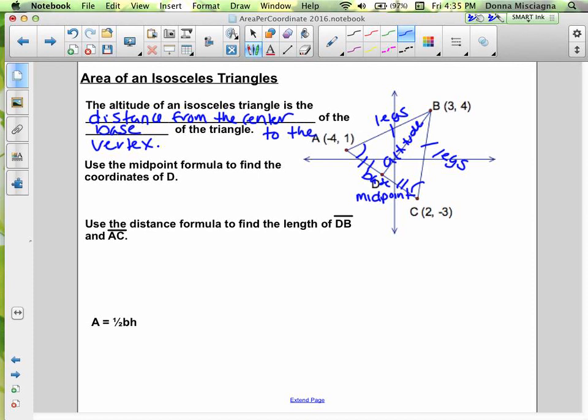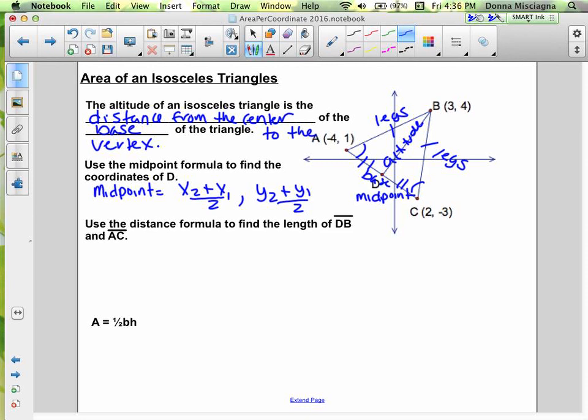So we're going to use the midpoint formula to find the coordinates of D. Right? So remember our midpoint formula, super easy. It's just you add the x's, divide by 2, add the y's, divide by 2.